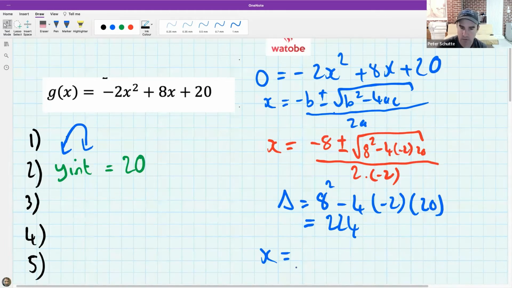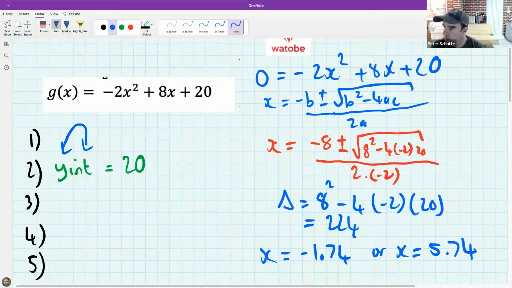which means my x-intercepts are going to be basically -8 plus square root 224. Yeah, we get decimals. You should be getting decimals, guys. So I'm going to put into my calculator -8 plus the square root of 224, and then it's going to be divided by -4, and you should get -1.74 for the one root. And then for the other one, you should be getting 5.74. Are you guys getting that?